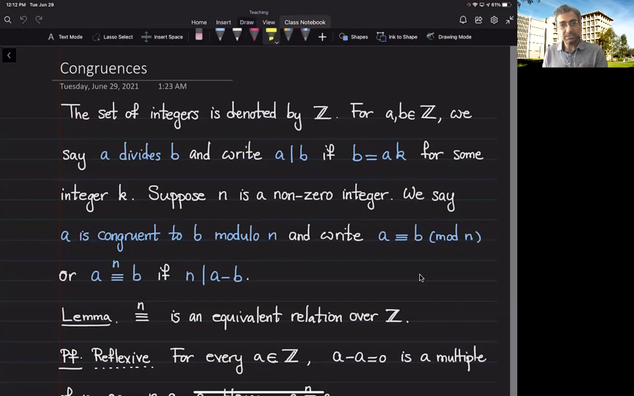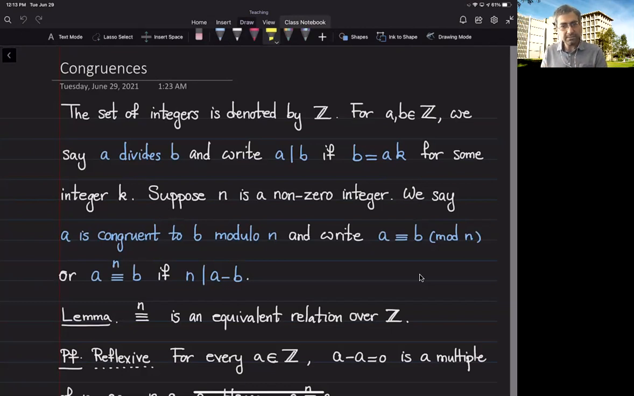Okay, so let's start with the set of integers. The set of integers is denoted by this notation Z. And for every integers a and b, we say a divides b, or we say b is a multiple of a, if b is a times some other integer k. And we denote this by a | b, and we say that a divides b.